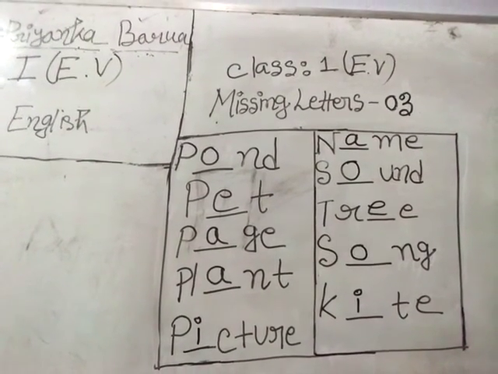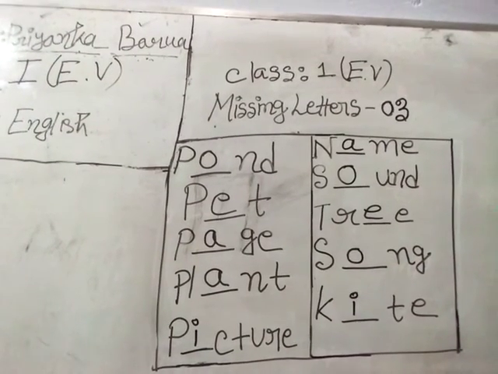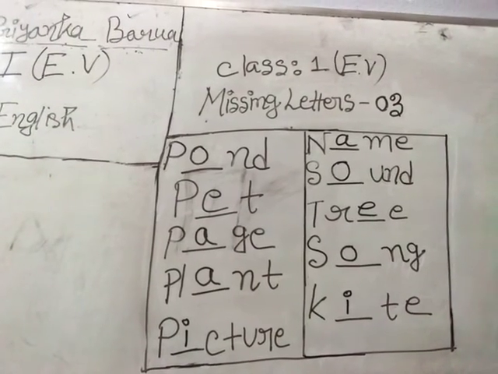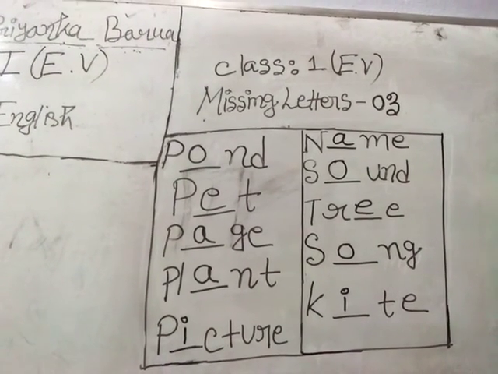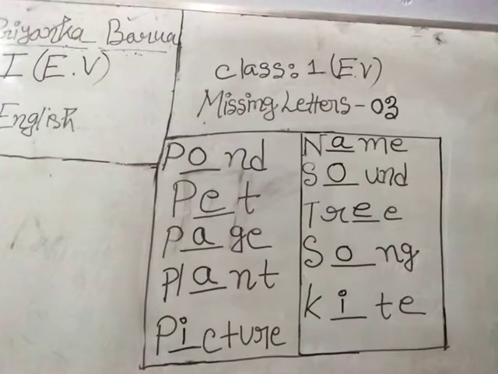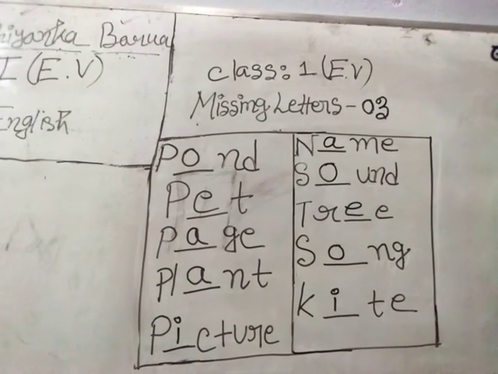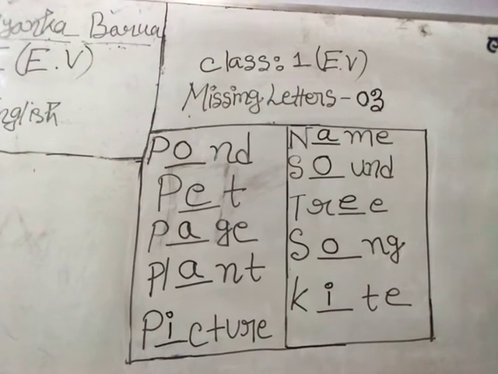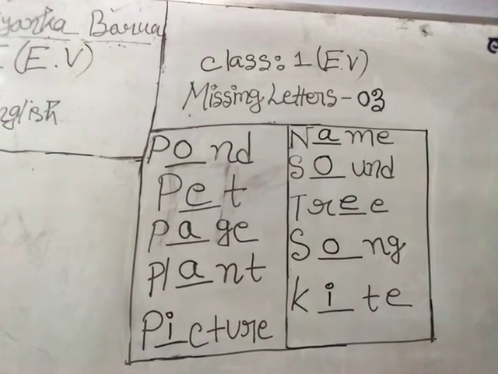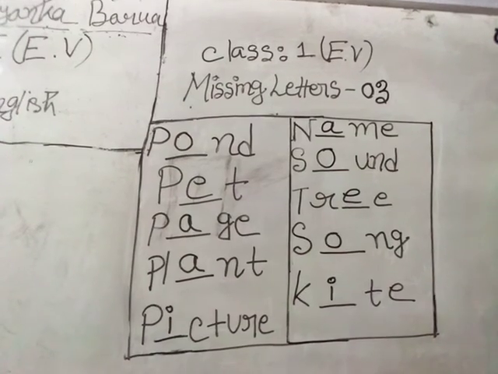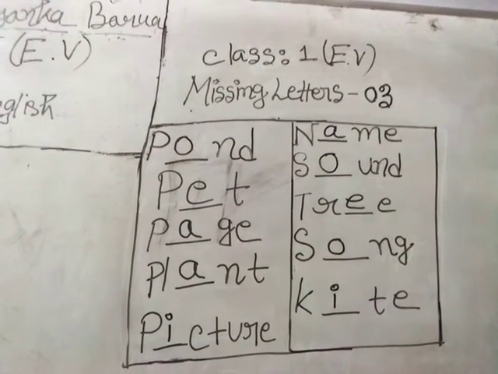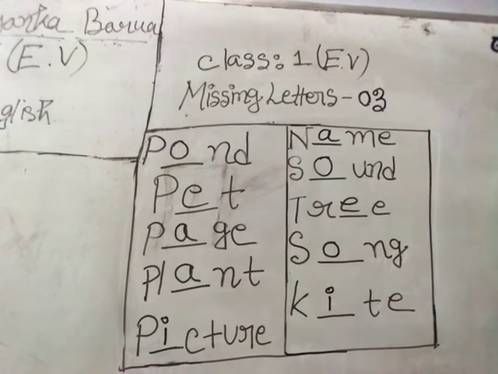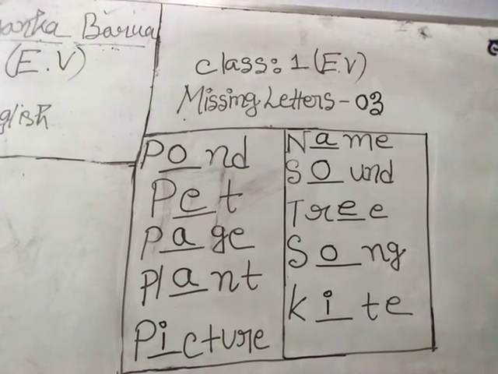We have solved all of the problems here. So let us see the words once again. P-O-N-D, pond, P-E-T, pet, or P-O-T, pot. Anyone that you like to mention, you can, but it should be a meaningful one. Then P-A-G-E, page, P-L-A-N-T, plant, P-I-C-T-U-R-E, picture. Picture means image or photograph. N-A-M-E, name, S-O-U-N-D, sound, T-R-E-E, tree, S-O-N-G, song, and K-I-T-E, kite.